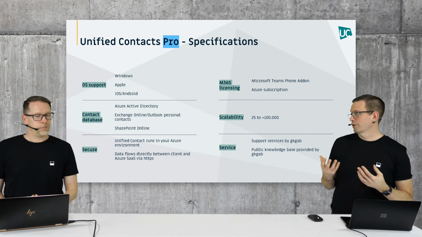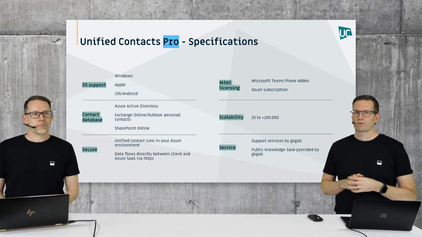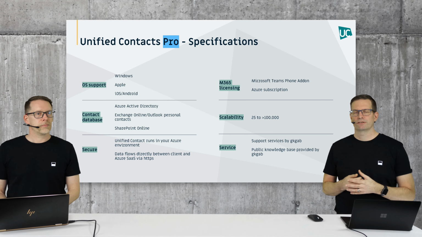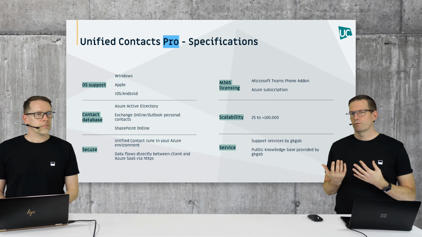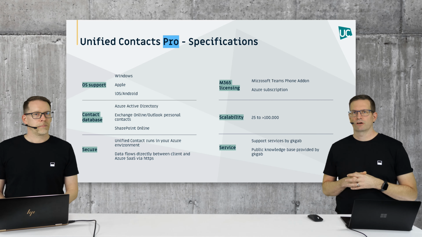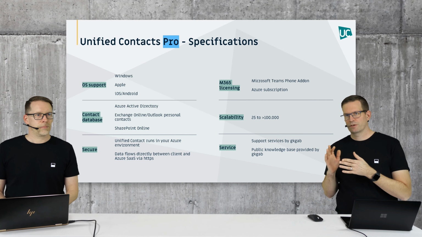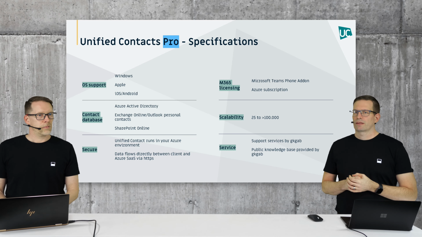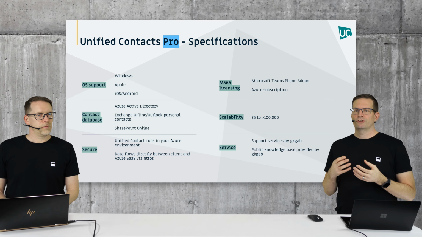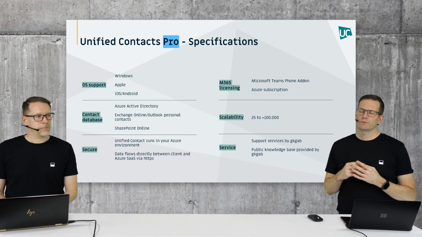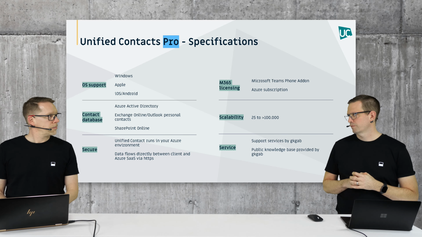Here's the same story. If you've already seen one of the other videos, more or less the same specifications. We are supporting Windows, Apple, iOS, and Android as a platform. Of course, we are searching in Azure Active Directory and your personal Outlook address book. And this is the difference to the free edition in SharePoint Online. Then the Unified Contacts runs in your Azure environment, and the data flow is the same, directly between your client and the Azure service via HTTPS.